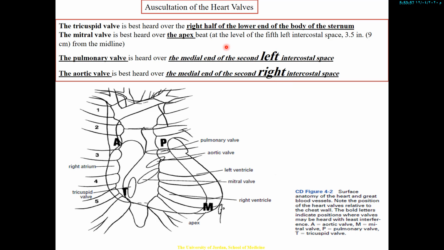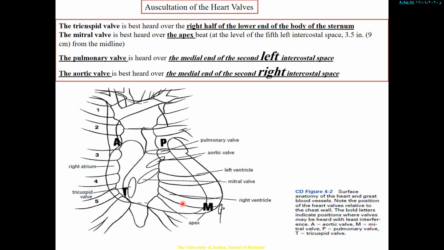So where to place your stethoscope if you want to listen to the tricuspid valve? Best heard over the right half of the lower end of the body of the sternum. You need to practice this to find the right half of the lower end of the body of the sternum. There we, of course, listen to the tricuspid valve.